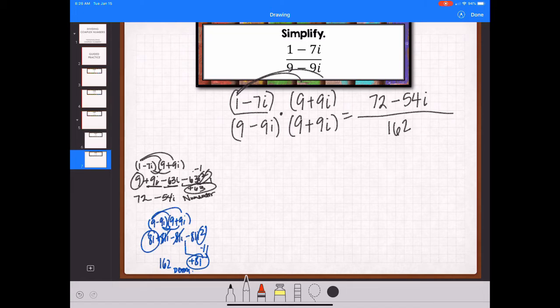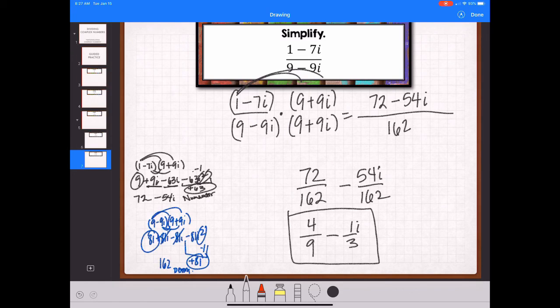Okay, so let me do my split. So that's 72 over 162 minus 54i over 162. So you're going to want to simplify those fractions. 72 divided by 162. Make sure you turn it to a fraction. Don't use the decimals. So that's 4 over 9. And then 54 divided by 162. Switch that out to a fraction. That's going to give me 1/3. So this is negative 1/3, and then my i is right here. So this is your final simplified answer.